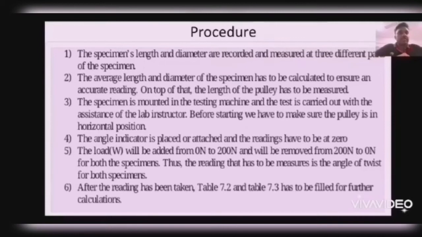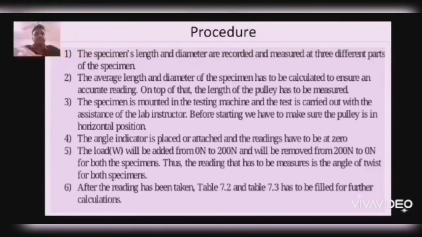I have stated all the formulas, and now we are going to talk about the procedure. The procedure is actually very simple. The specimen's length and diameter are recorded and measured at 3 different parts of the specimen. The average length and diameter of the specimen has to be calculated to ensure an accurate reading, because when we take the average length and diameter, we get an average reading.